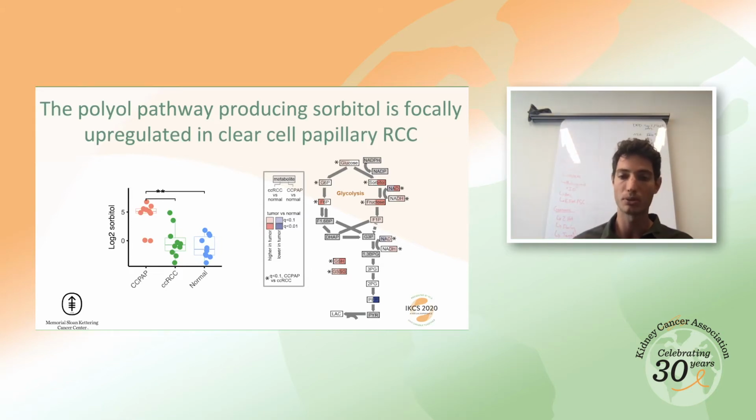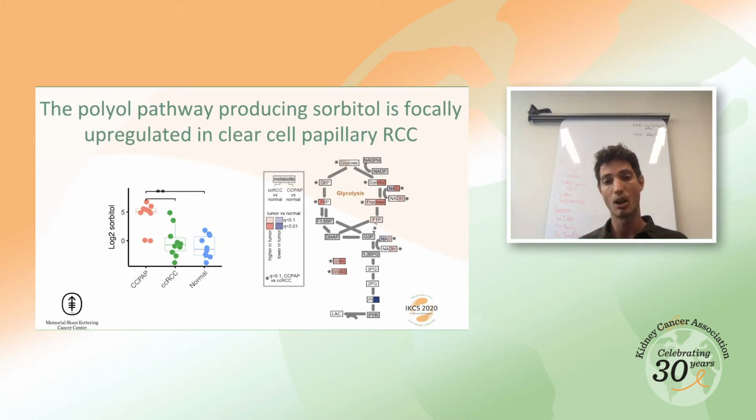So when you catabolize glucose traditionally and primarily in most cells, the way it's catabolized is through glycolysis. There are alternative ways to catabolize glucose, and one of them is through something called the polyol pathway, which passes through sorbitol and fructose and eventually merges back with glycolysis.